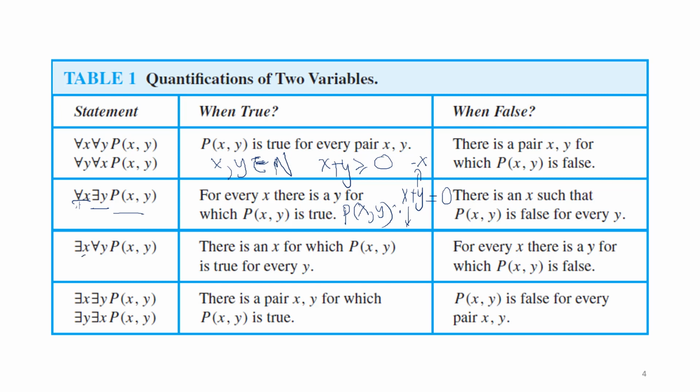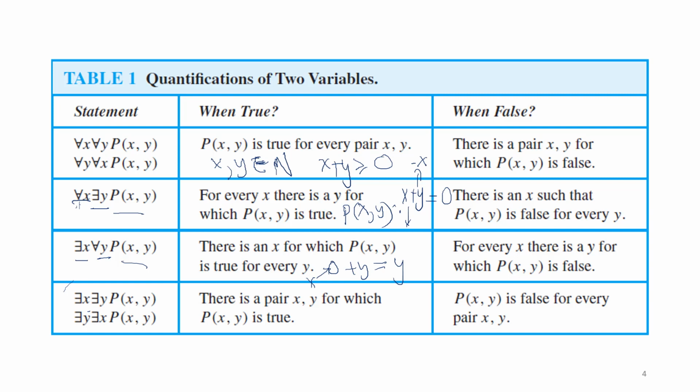Now this one says there exists x, and for all y, P(x,y) is true. So in that case, I would take something like 0 plus y equals y. We know this is always true, and we pick this to be our x. So this means given x, I can find a relationship between x and y such that P(x,y) is always true.